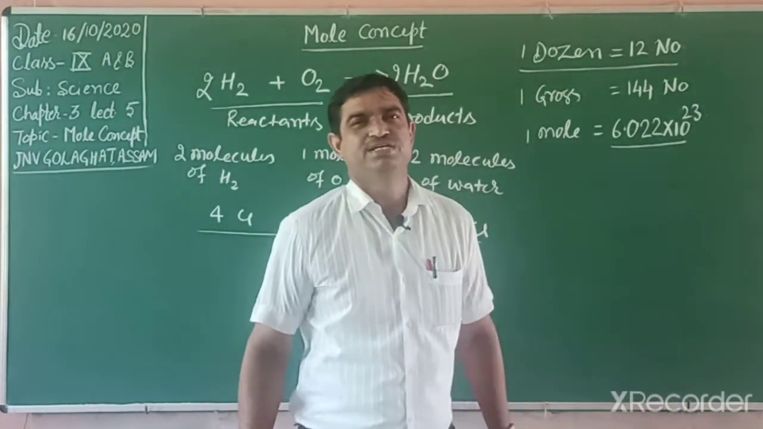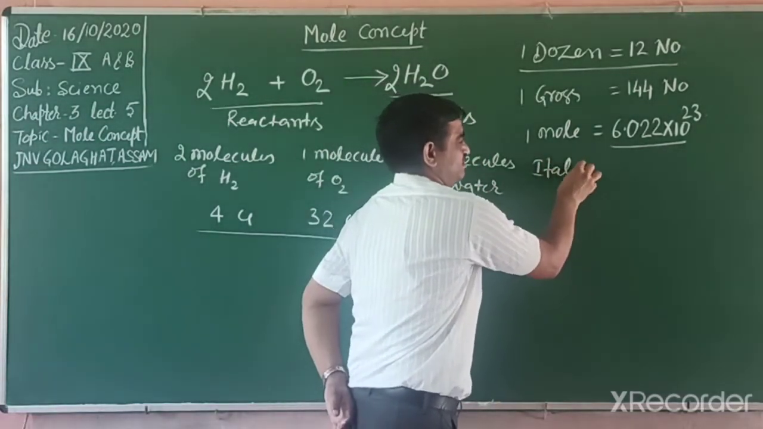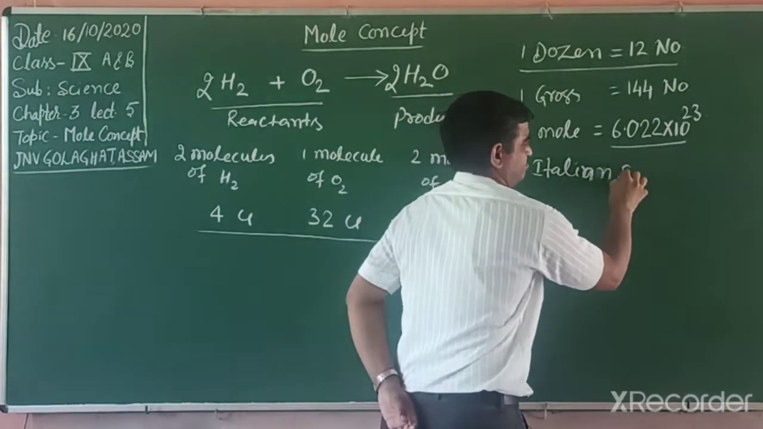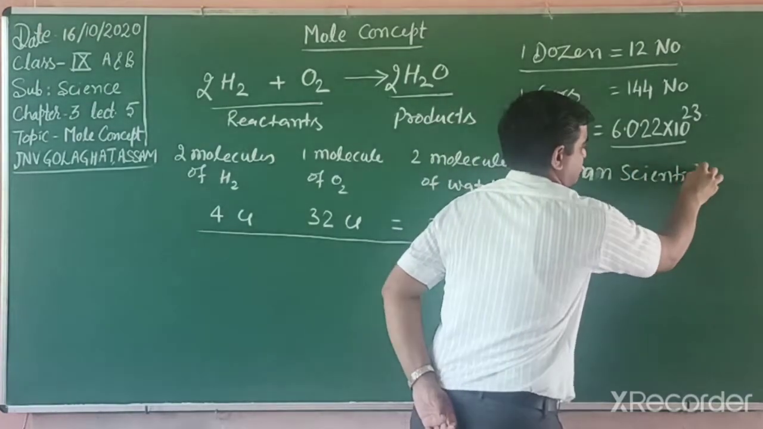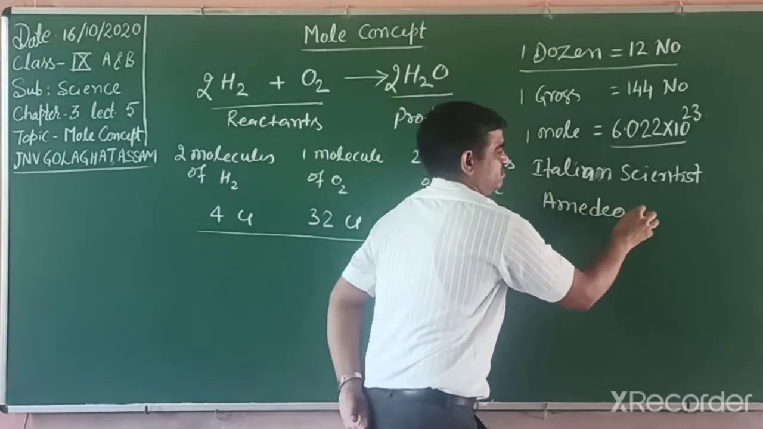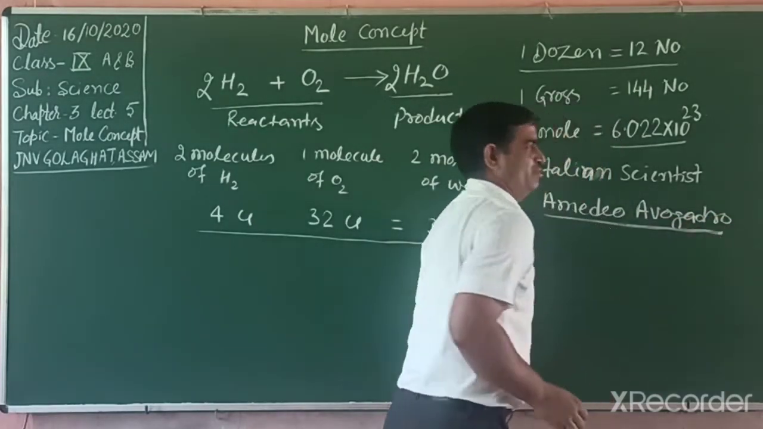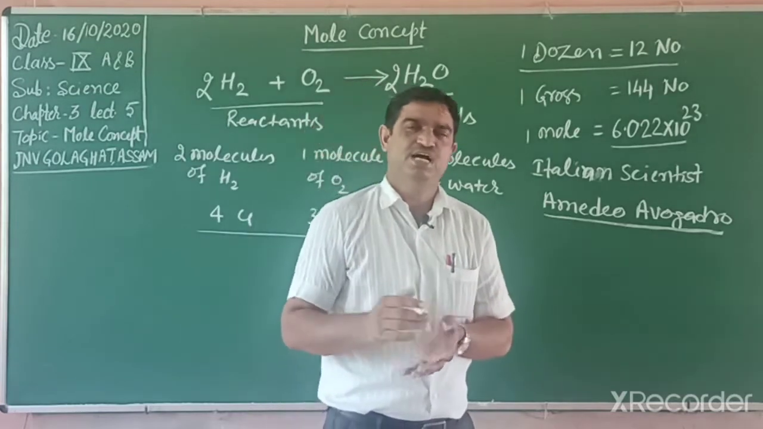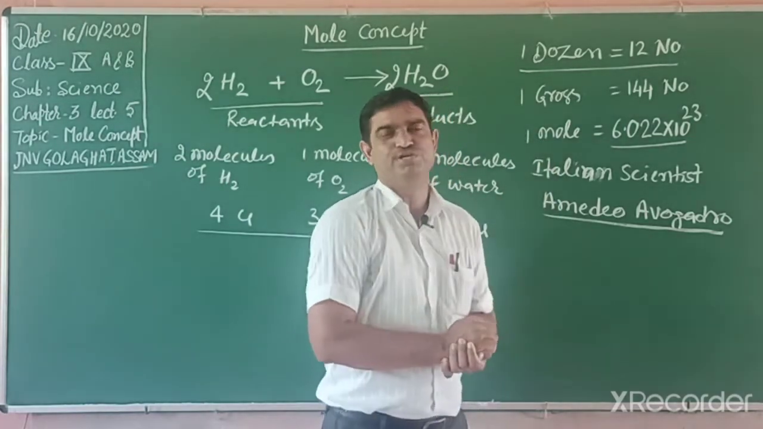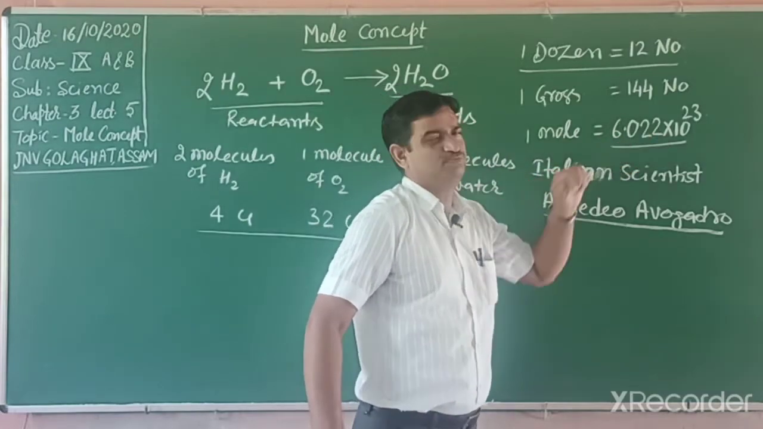Students, this number was given by an Italian scientist, Amedeo Avogadro, and it is known as the Avogadro constant, and this number is experimentally determined. He found the number of molecules, atoms or ions. That is a very large number, 6.022 into 10 to the power 23.